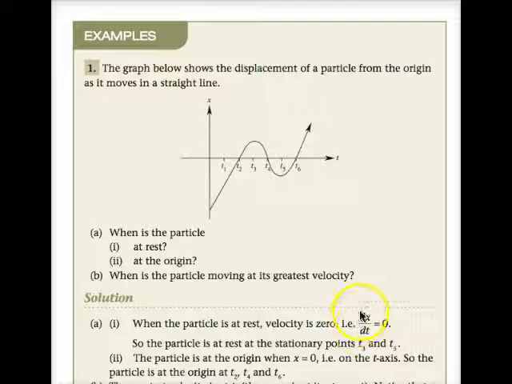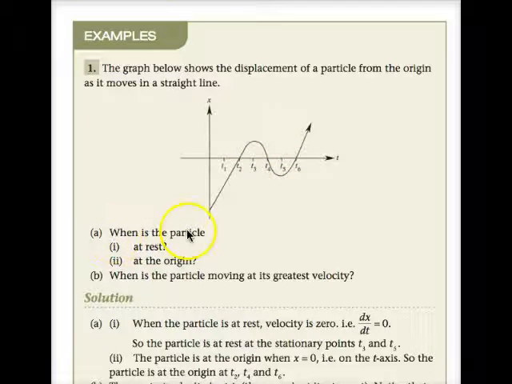dx/dt is zero. Now dx/dt, or velocity, is the gradient of the displacement. So it's the gradient of the displacement versus time graph. So we're looking for when the gradient of this graph is zero, and the gradient is zero at t3 and at t5. So the particle is at rest at the stationary points on this graph, which is t3 and t5.